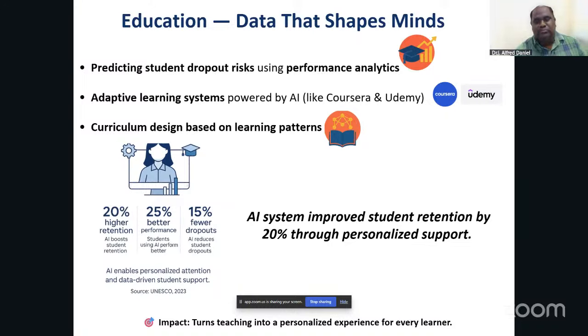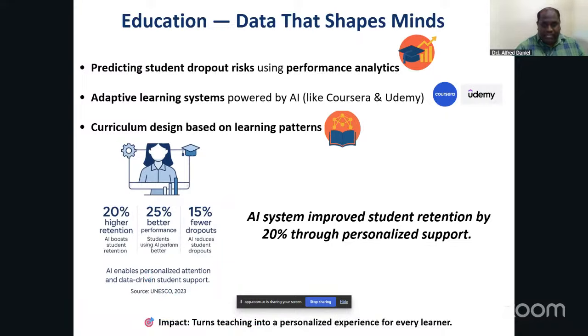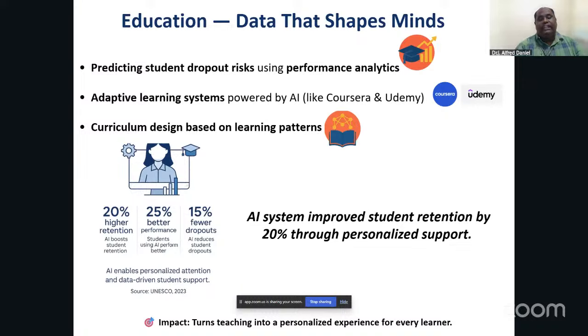And as I already told you, AI systems improve students' outcomes. This statistic is from UNESCO 2023: AI systems improve students' retention by 20% through personalized support. As this diagram represents, 20 percent higher retention, and 25 percent better performance, so students using AI perform better, and 15 percent fewer dropouts. AI reduces student dropout. Those are statistics from UNESCO. So AI enables personalized attention and data-driven students. What is the impact? It turns teaching into a personalized experience for every learner. This is how, in education, data shapes each individual mind.